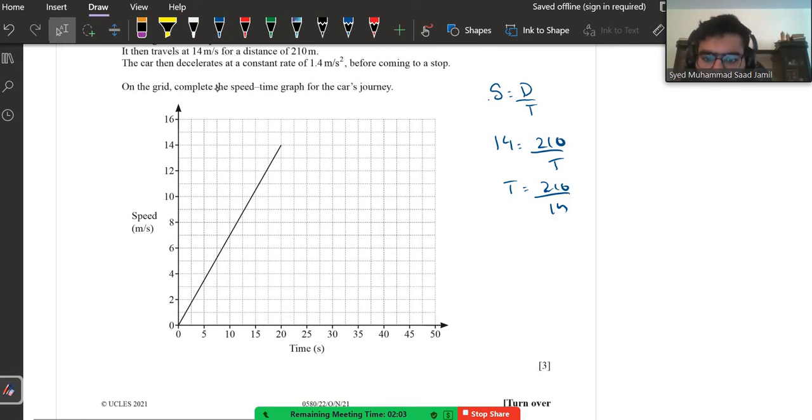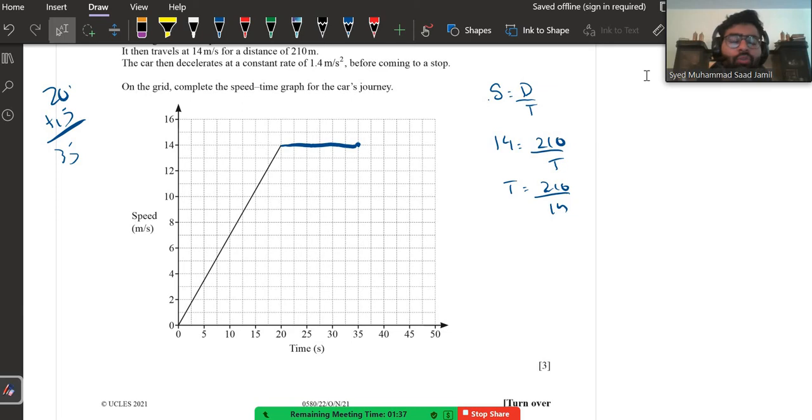So 20 plus 15, because the car is at 20 over here, it's going to be 35. So 35 is over here. Alright, so basically the car traveled constantly till here. Now the car then decelerates at a constant rate of 1.4 before coming to a stop. Whenever we are tasked with acceleration or deceleration, basically we use the formula of gradient. So gradient is change in y over change in x.